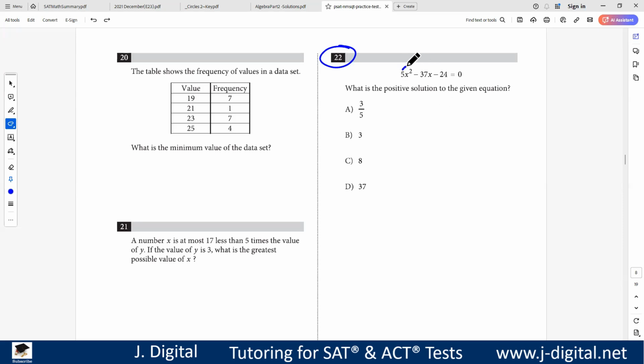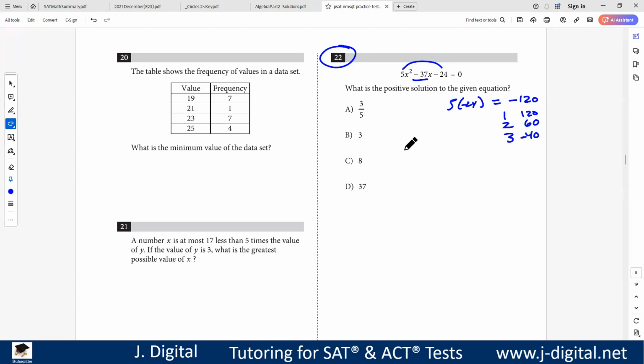Okay, remember, multiply 5 times negative 24. You get negative 120. We've got to figure out two numbers that multiply to give us negative 120 and add up to negative 37. So we just think of some numbers: 1 and 120, 2 and 60, 3 and 40. To get 37, 3 and 40 would work. This needs to be negative when we multiply them together and negative when we add them together, so the 40 needs to be negative.